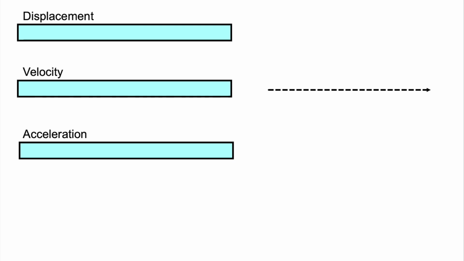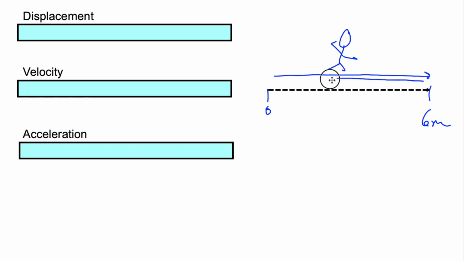All right, so here's just a quick review of kinematics: displacement, velocity, acceleration. So here's my example here. Let's say we've got a little person here. Let's say they walk from here to here, and say 6 meters. Okay, so they go this way 6, and they come back this way 6.